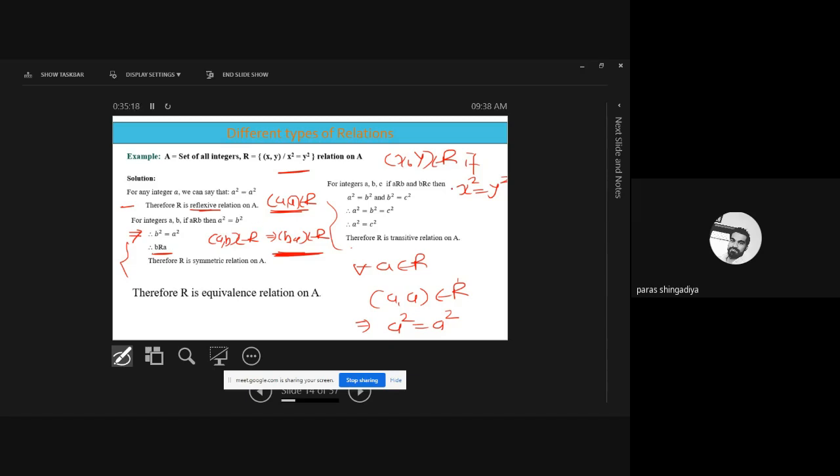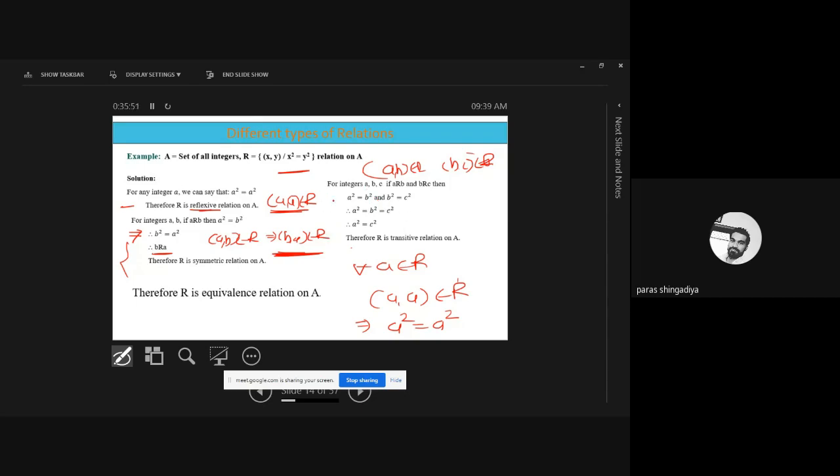And now for transitive, we consider (A, B) and (B, C). We consider here A R B, meaning (A, B) belongs to R, and (B, C) belongs to R. This we have. So what is the data? A square is equal to B square and B square is equal to C square. B is the same in both, okay?